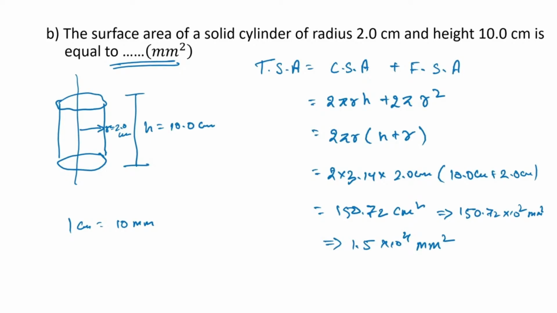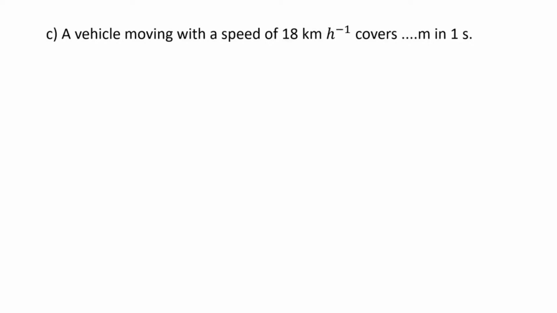Moving on to the next question, we have a vehicle moving with a speed of 18 km per hour, how many meters does it cover in 1 second. So basically here we will have to convert kilometer per hour to meter per second. So there are two unit conversions here. From kilometer we will have to go to meter, and from hour we will have to go to second.